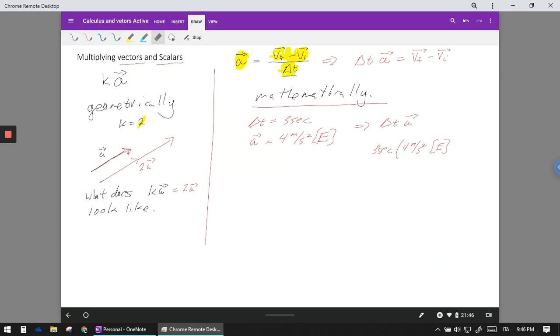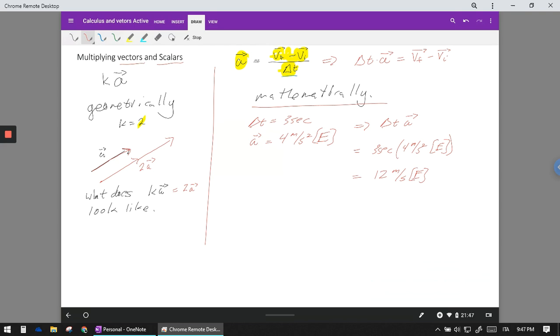Let me change that to a regular parenthesis. And so, therefore, the result is 12 meters per second, and the direction is maintained. It's an E, or east. Okay? And where does the 12 come from? Well, it's just 4 times 3.